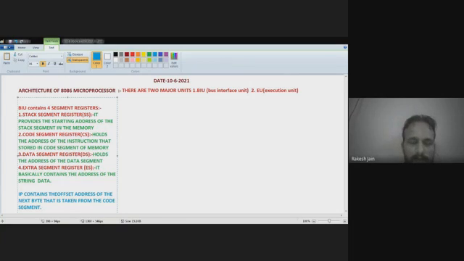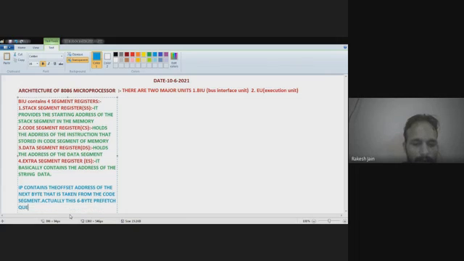This queue is used in the 8086 in order to perform pipelining. Actually, this 6-byte prefetch queue is used for the pipelining purpose. Okay, so these are the most important terms which are a part of your bus interface unit.